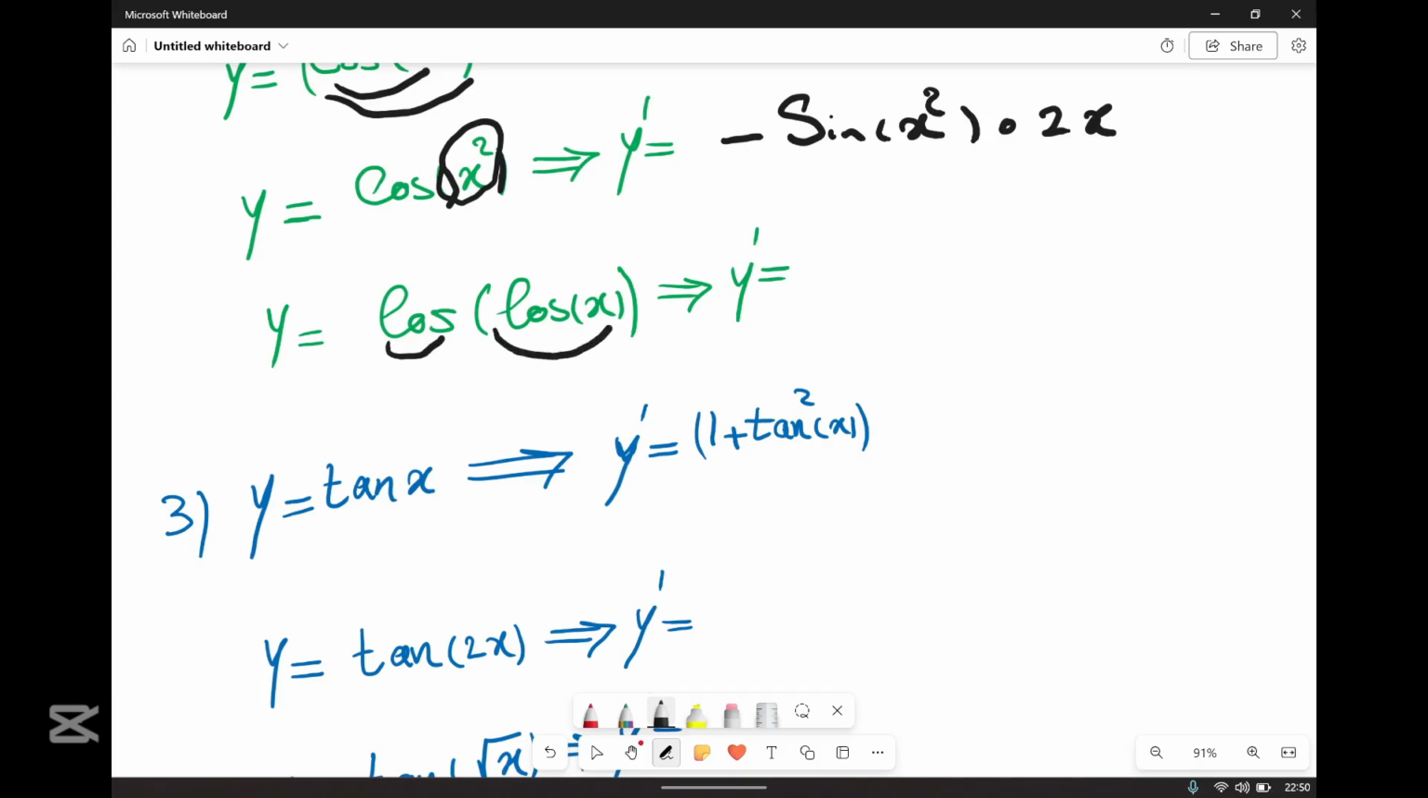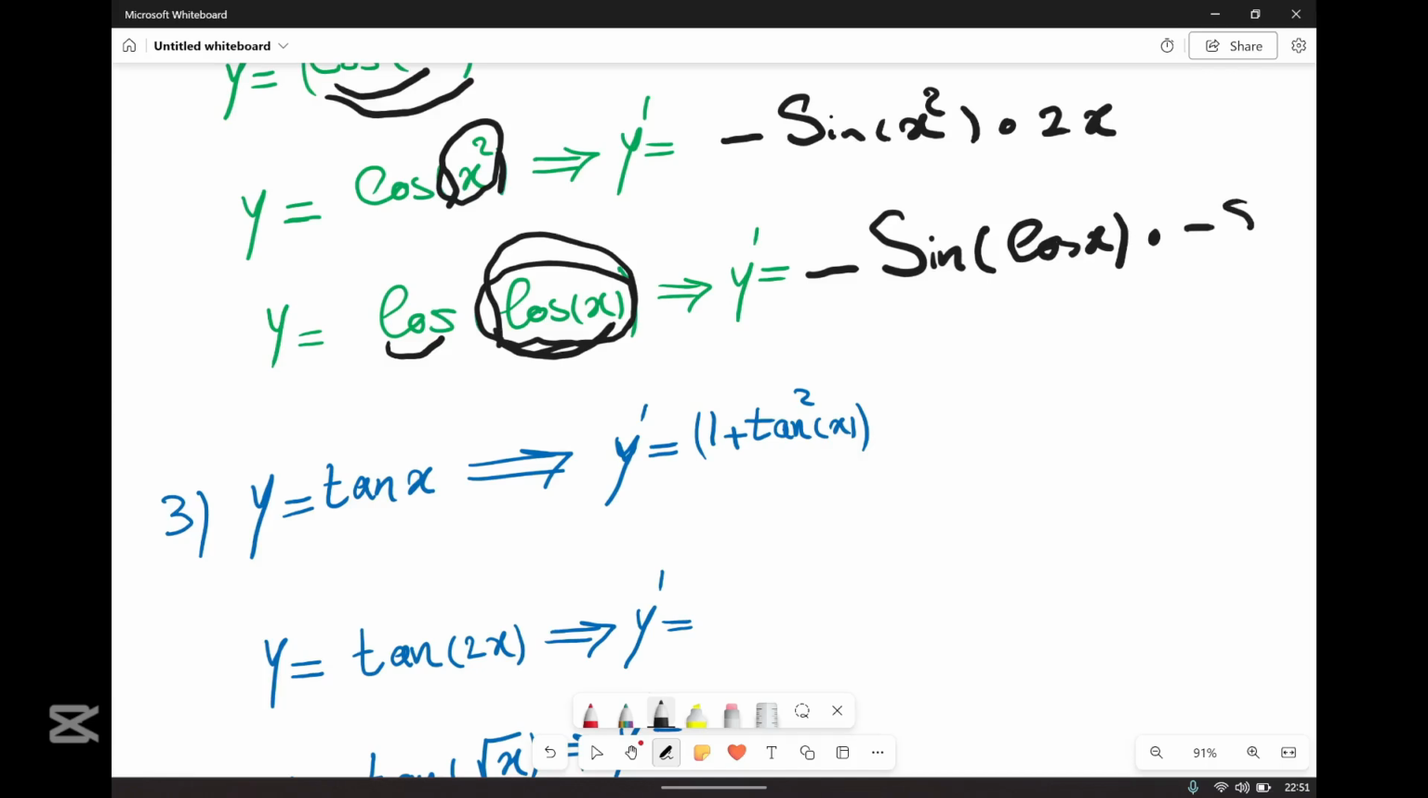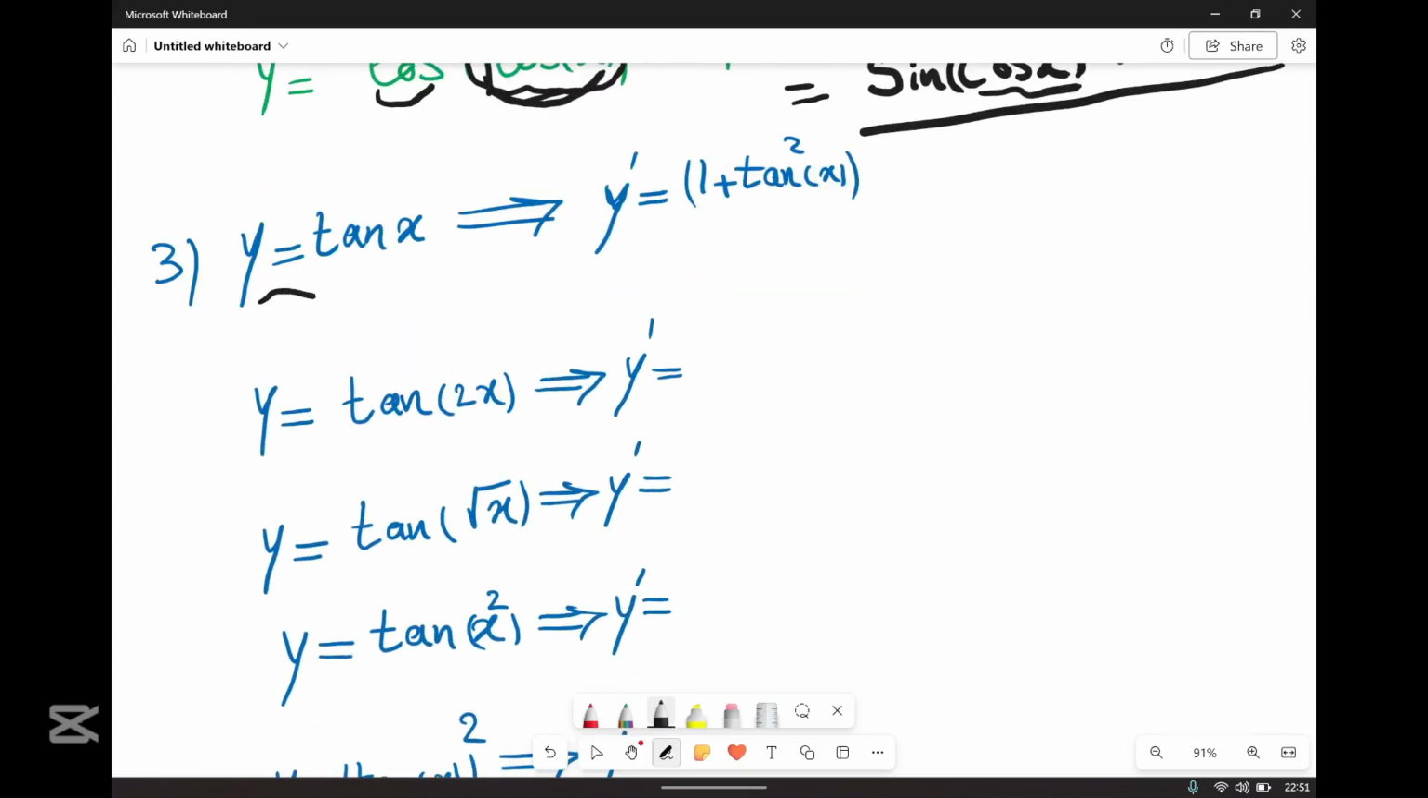Cosine of cosine x, guys. At first it is minus sine of the argument, yes? I put it exactly: minus sine of cosine x, times the derivative of what is in the argument. What is that? The derivative of cosine is absolutely minus sine. Therefore, our total answer, minus and minus, is sine of cosine x times sine x. Am I right?